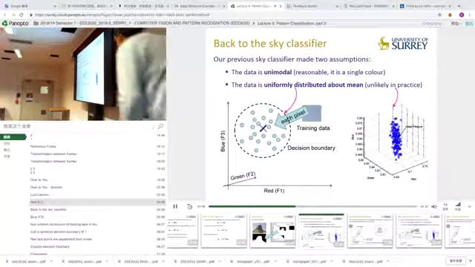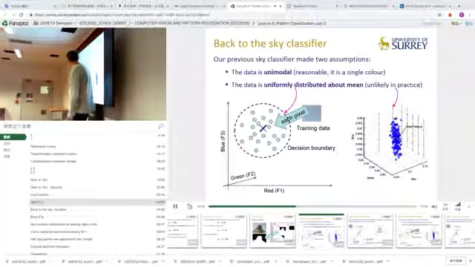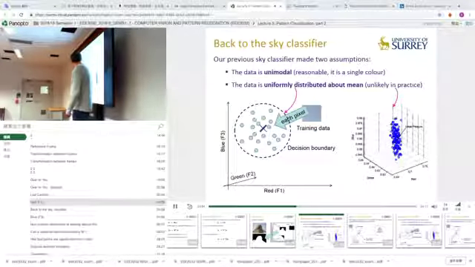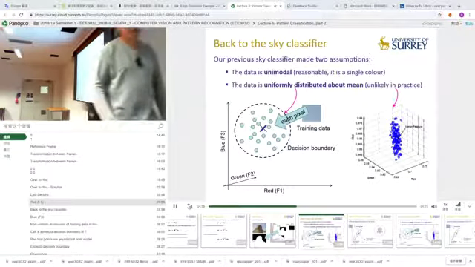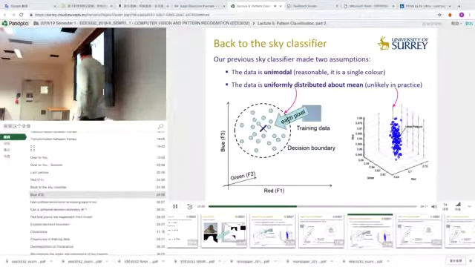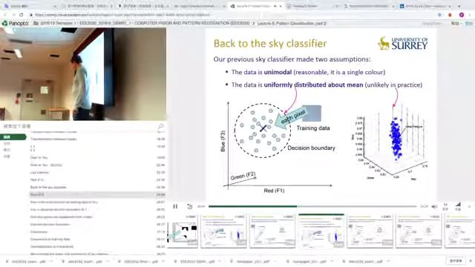So this was our training data. It's a little patch of sky we got from somewhere. We were looking at every pixel here and measuring its R, G, and B, which gave it a point here in our 3-dimensional feature space. And then, given a new test pixel, we were measuring its distance to that mean and thresholding that distance. Everyone remember? It was only yesterday.